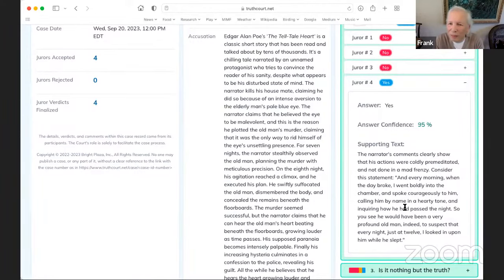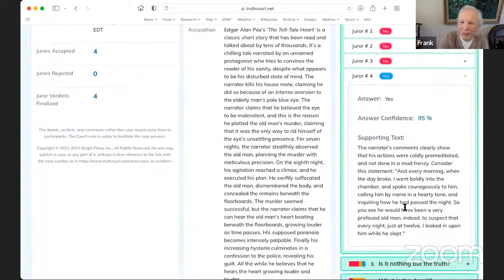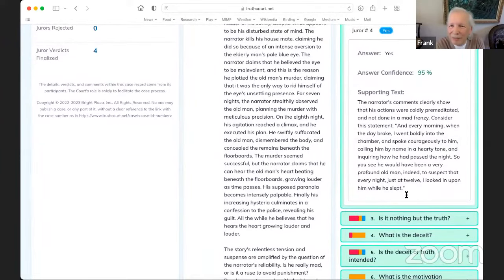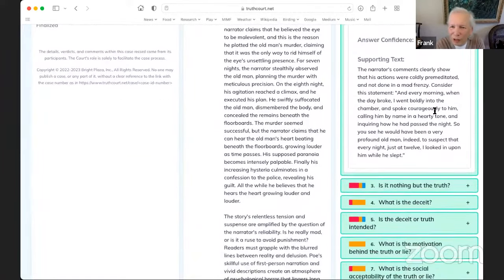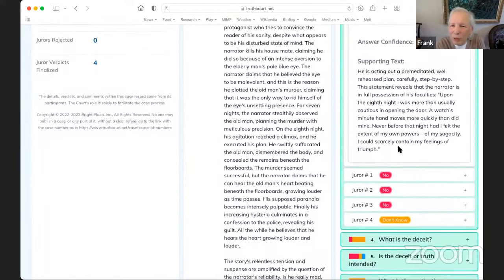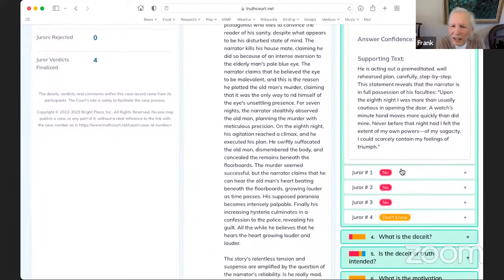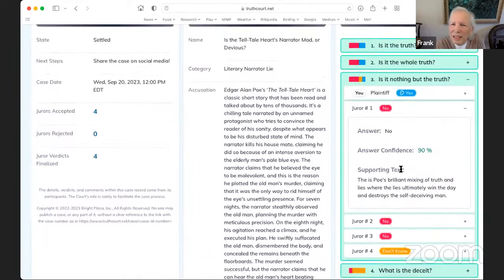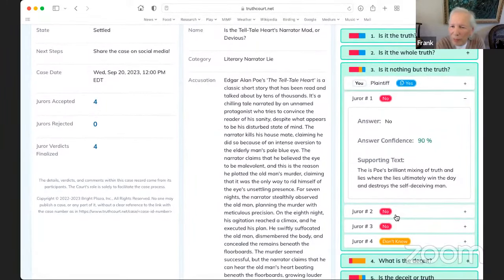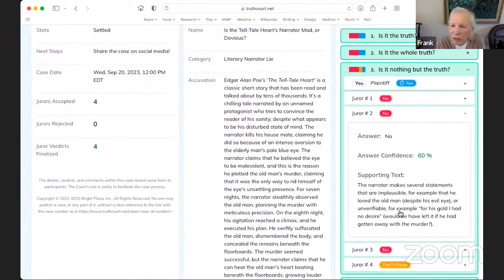Consider this statement. Oh, good, a quote. "And every morning when the day broke, I went boldly into the chamber and spoke courageously to him." All right, that's mine. So they copied my answer and changed the confidence level. Is it nothing but the truth? Again, nobody agrees with me. Juror number 1, let's see, posed brilliant mixing of truth and lies where lies ultimately win the day and destroys the self-deceiving man. Good answer, nice opinion.